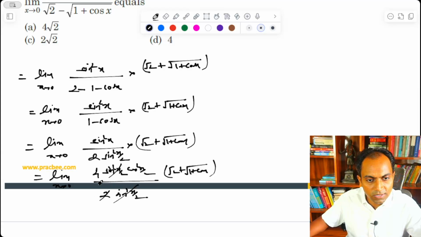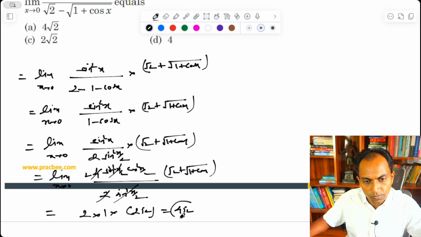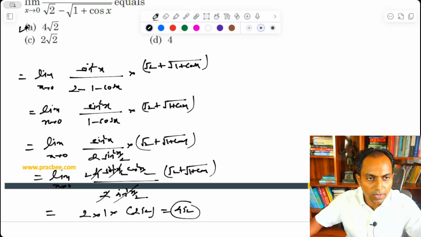This term gets cancelled out. And then if I put the limit, this becomes 2, this becomes 1 and this becomes 2 root. So my answer comes out to be 4 root. Let us check the option. A option matches.